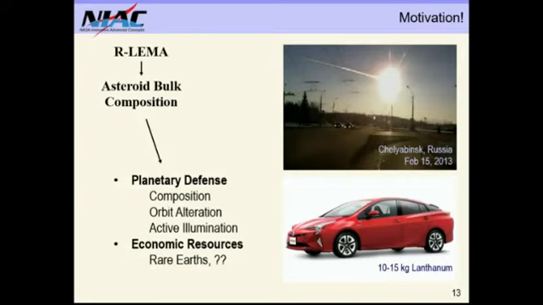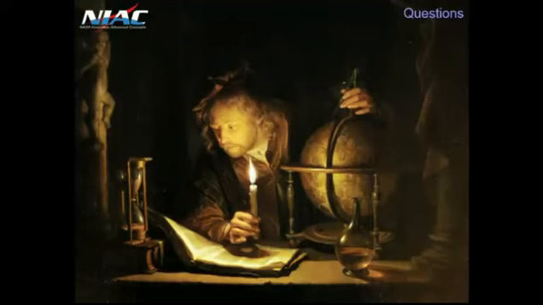But the last one there, a lot of people are starting to think about mining economic resources from asteroids, and in particular rare earths. For instance, 10 to 15 kilograms of lanthanum from China go into every Prius. And so there are many considerations there, perhaps, that might help pique the interest of funding agencies. And so that's my view of what the R-LIMA system might look like, and I'll take any questions you might have. Yes.